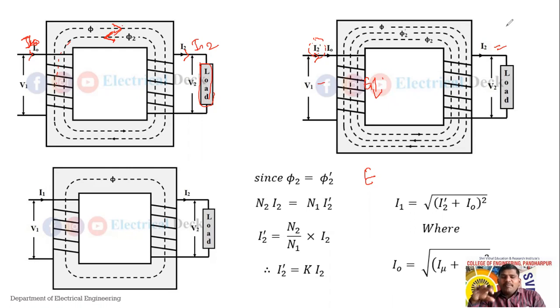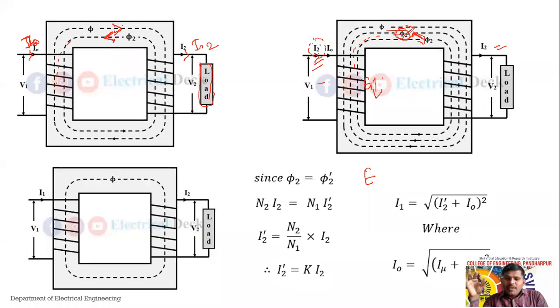So see, when it flows through the primary, it will also set up some flux, that is flux phi2 dash, due to this additional amount of current I2 dash. But it is in the same direction as that of the main flux. Due to that, it will neutralize the effect of the flux produced by phi2.